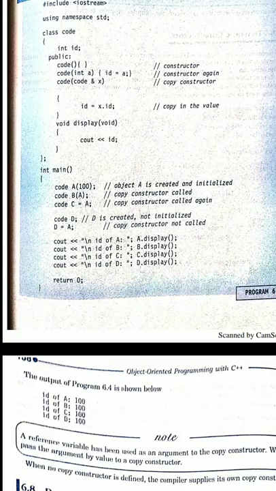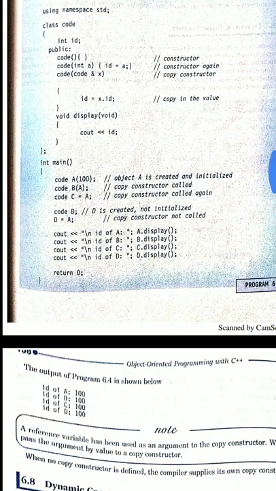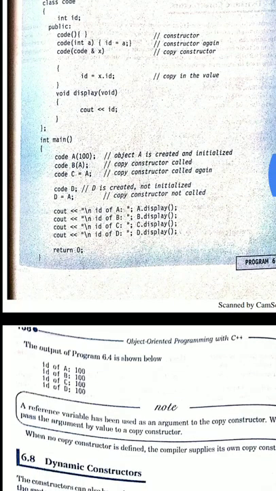Okay, next code C is equal to A. This is also a copy constructor called again. So what happens here, whatever the values of A are there, that will be copied into the object C. Next, code D, that is D object is created, D is equal to A.